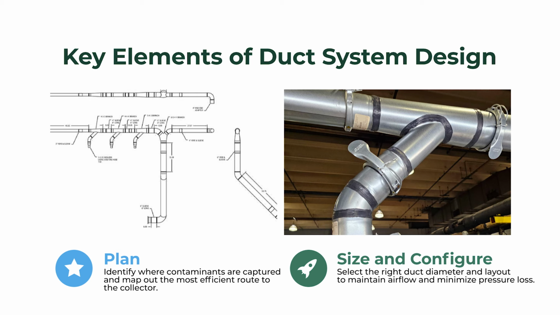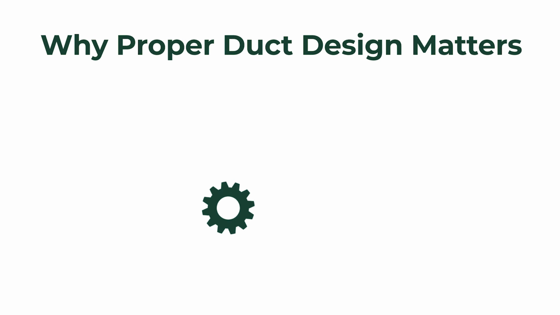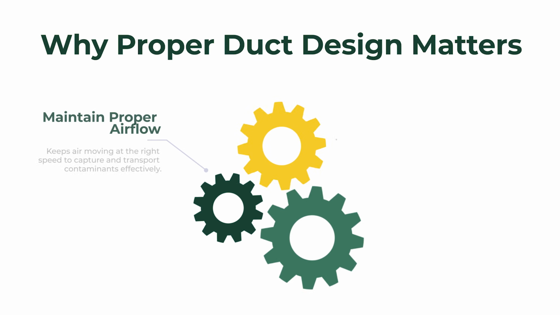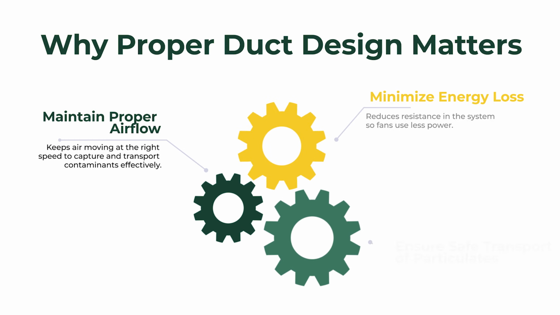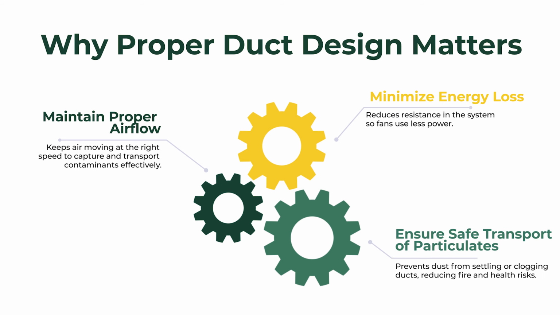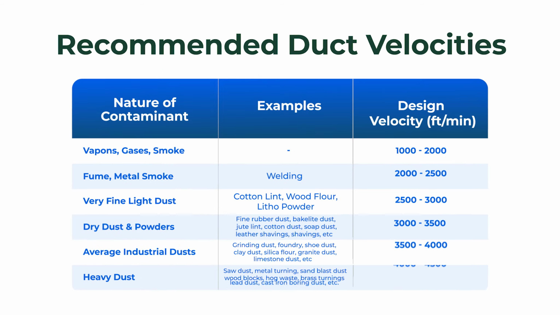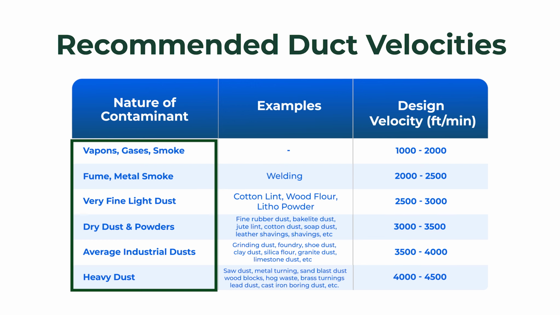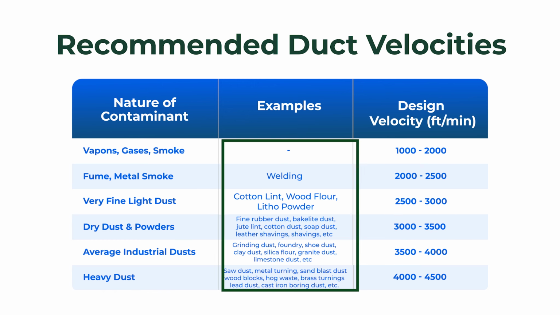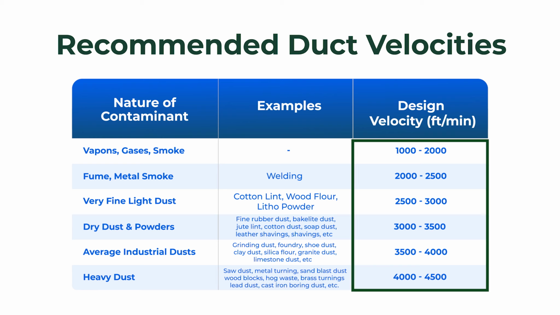to the collection device. A well-designed duct system helps maintain proper airflow, minimizes energy loss, and ensures safe transport of particulates. Duct velocity is key, depending on the contaminant type: dust, smoke, mist. The duct must maintain specific speeds to carry materials effectively.